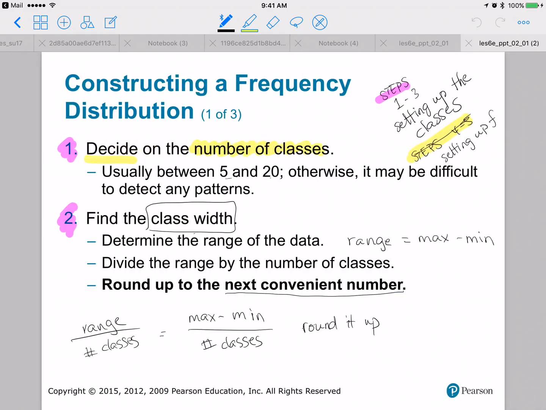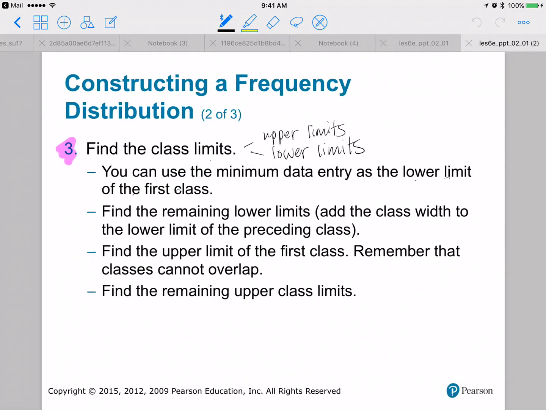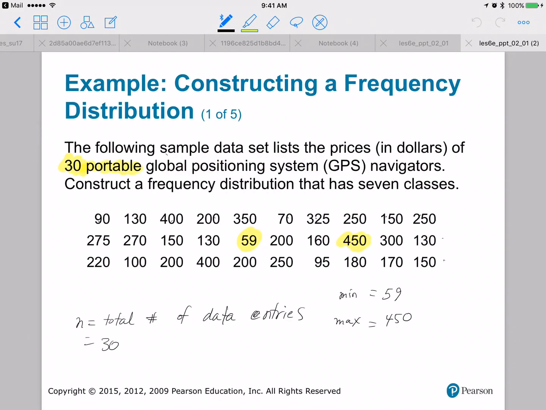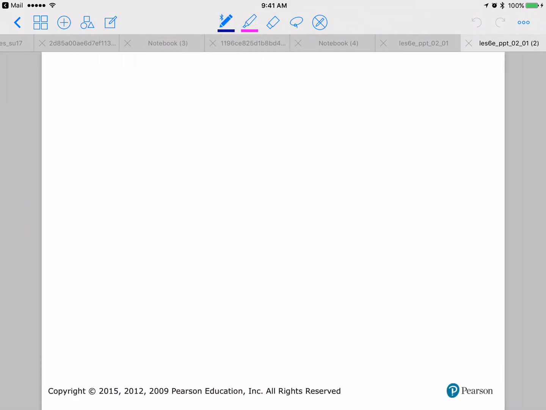Okay. So let's look back at our instructions here. What we'll need to do first is to decide on the number of classes. So how do we decide the number of classes? Well, in this case, it's given to us in the problem because it says we need to construct a frequency distribution that has 7 classes. So our number of classes should be 7. So that's step 1. So let's just put here number of classes equals 7.